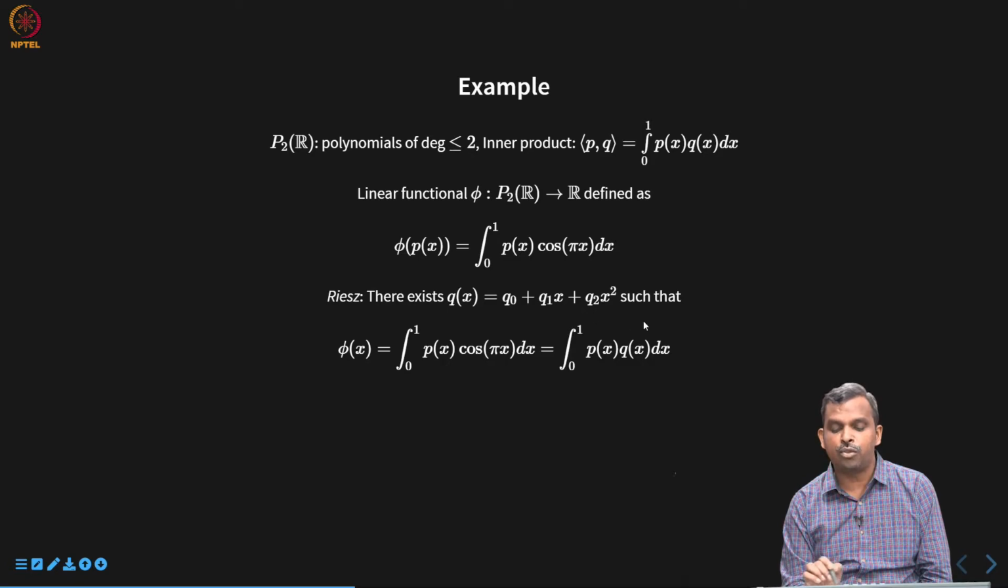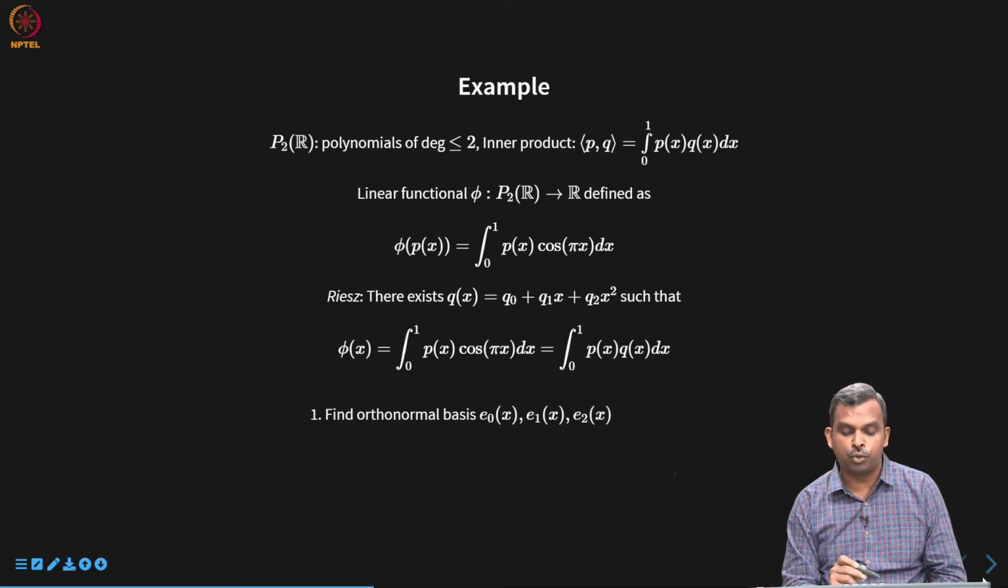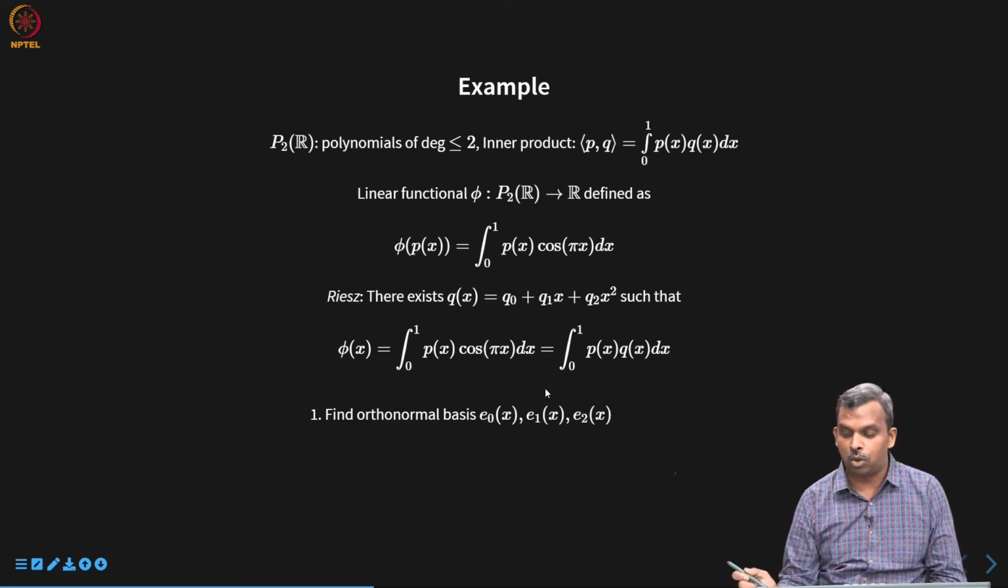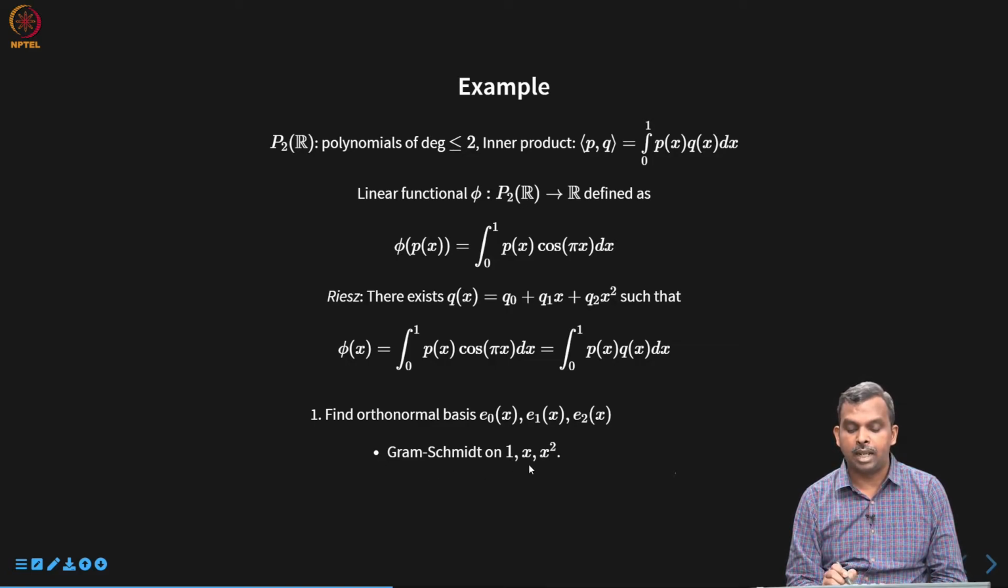Now the question is, how do you find this q of x? You use the elements from the proof. You first find an orthonormal basis for this P2 of R. This needs a little bit of work. For instance, you could take 1, x, x squared, which is an obvious basis, and run Gram-Schmidt on it. Once you run Gram-Schmidt on it, you will get e0, e1, e2. e0 will be 1 itself. e1 will be a slightly modified version of x and 1, and then you will have x squared. So this can be done. You can find an orthonormal basis.